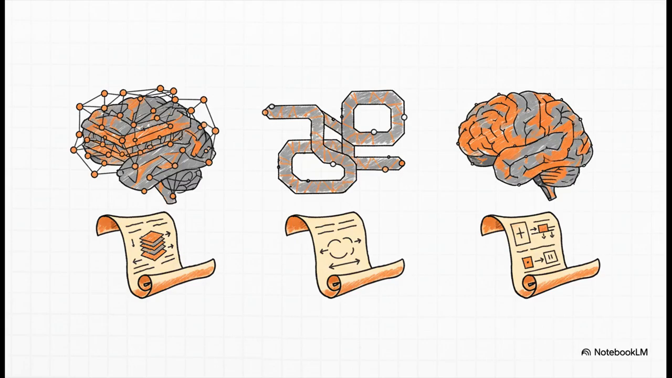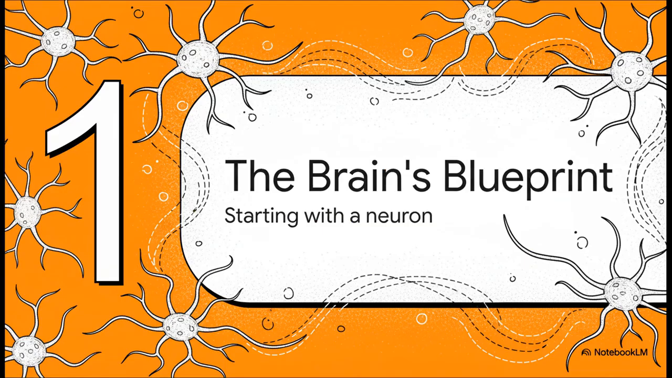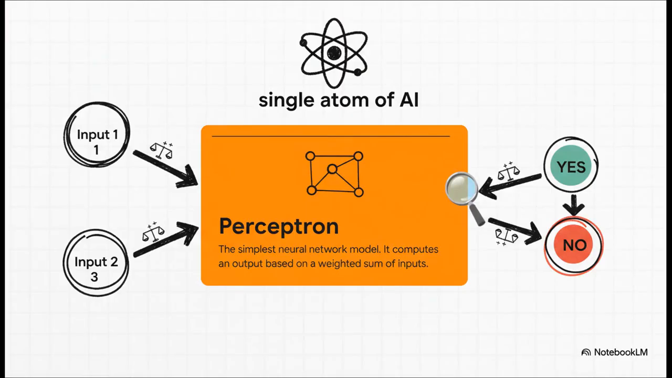very specific job. All right, so to really get our heads around these super complex structures, we've got to start with the absolute most basic building block, the single neuron. So, say hello to the perceptron. You can think of this as the single atom of the entire AI universe. It's the simplest decision maker you can imagine. It just looks at a few pieces of information, decides how important each one is, that's what we mean by weighing them, and then it spits out a simple yes or no decision.